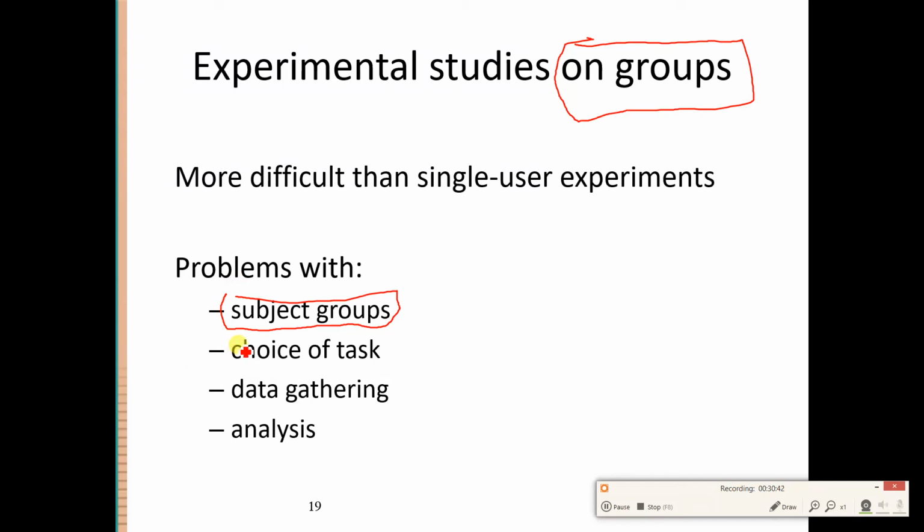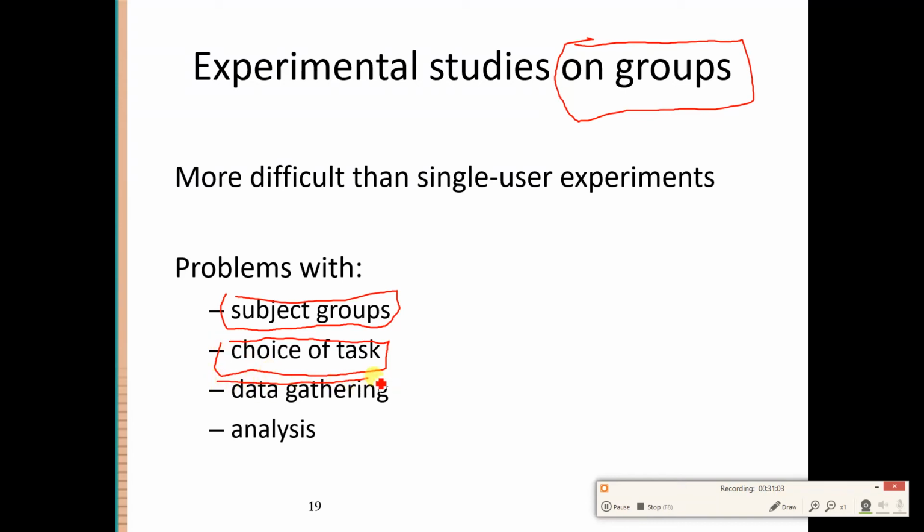The next thing is that when we are doing the experimental analysis, there is the choice of the task, which task we choose to perform the experiment, because there can be multiple tasks. One group may like to choose one type of task, another group may like to choose another type of task. So this can be the problem.